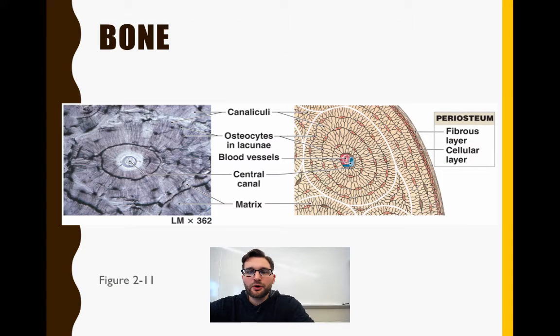So here's a cross-section of bone. We can see the central canal, along with the blood vessels running through it. We've got the osteocytes that are found in there as well, each individual osteocyte. And then outside of the osteocytes, we've got the matrix. The canaliculi is found right here. And then finally, the periosteum is found on the outermost layer of the bone. We've got the cellular layer, and then the fibrous layer.